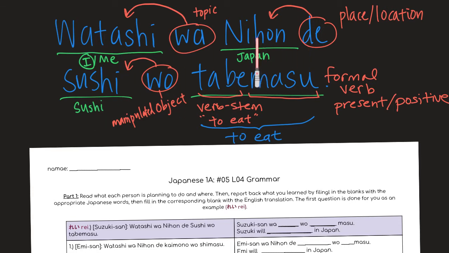in Japan. So it's a different kind of sentence structure. Let's go over it one more time. Watashi wa, I, tabemasu, eat, sushi, Nihon de, in Japan. I eat sushi in Japan. Okay.